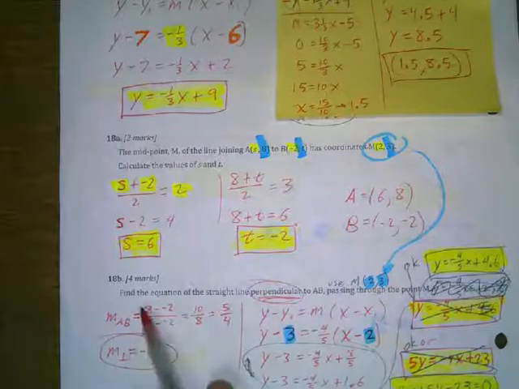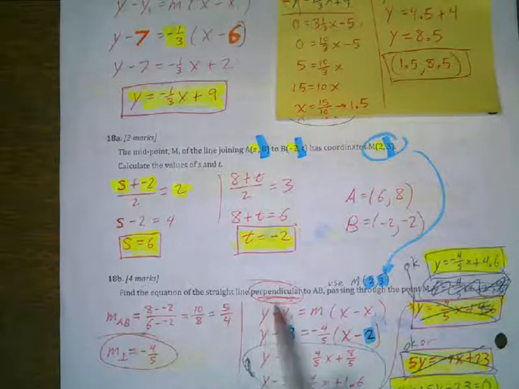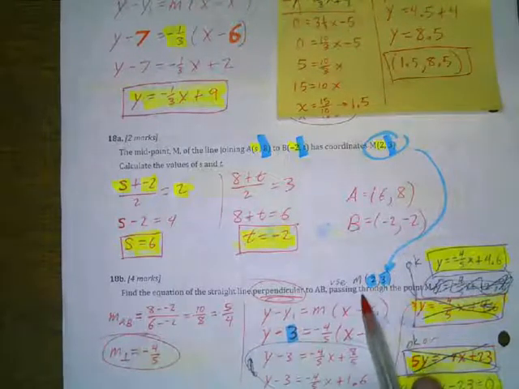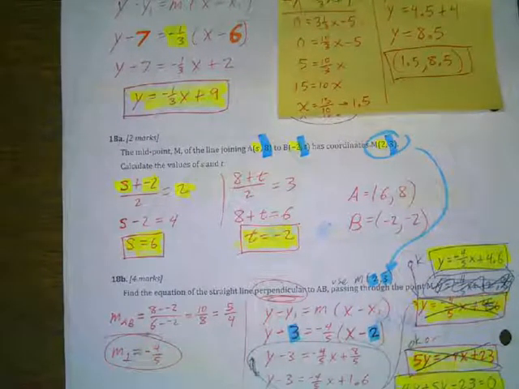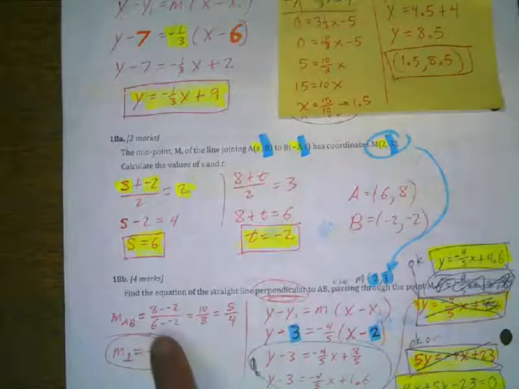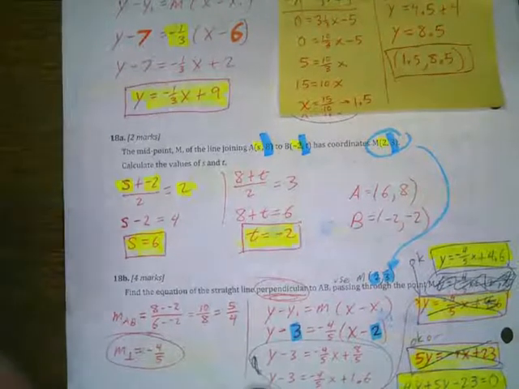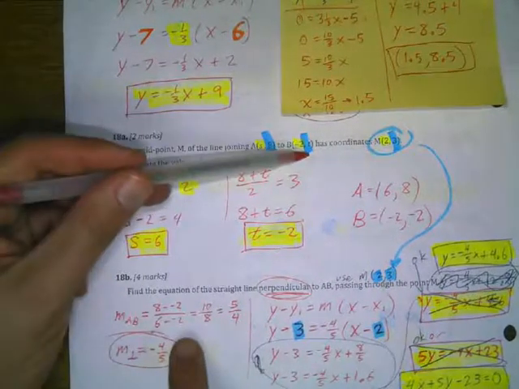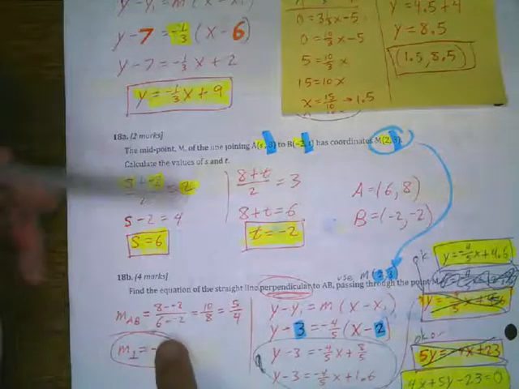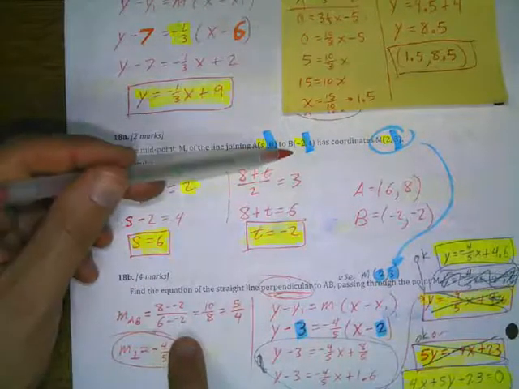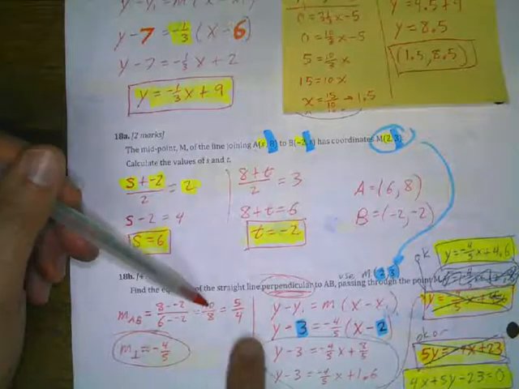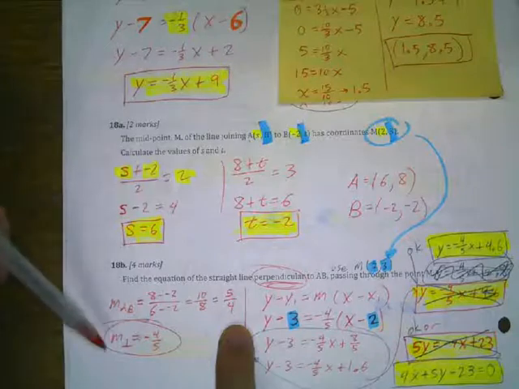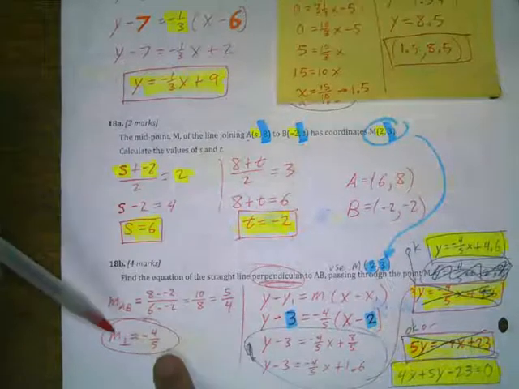All right, find the equation of the straight line perpendicular to AB through point M. So if it's perpendicular, we're going to take the reciprocal. So first we need to find the slope. So to figure out the slope, we do 8 minus -2 over 6 minus -2, and we're going to get a slope of 4/5 using those 2 points. The perpendicular slope is the reciprocal and opposite sign.